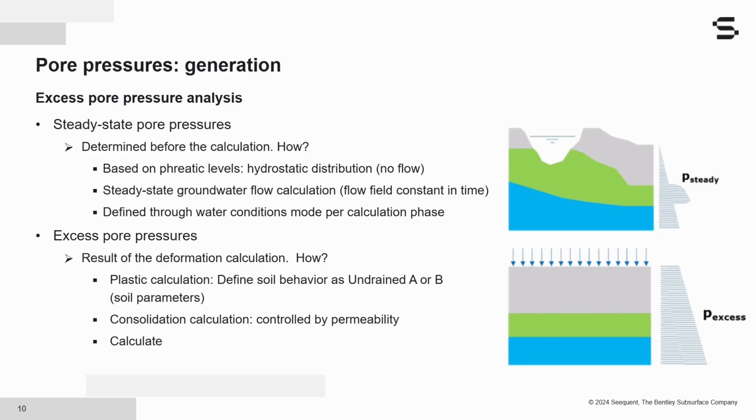And on the other hand, we have the excess pore water pressures, which are generated, as we said, due to the change in pore pressure from the steady state value caused by loading, unloading, or a rapid change in the hydraulic boundary conditions. And these pore pressures are, again, dependent on the constitutive model. So they are relevant for a plastic analysis where it becomes dependent on the drainage behavior of the soil. By drainage behavior, I mean the undrained A, undrained B, or undrained C. And for a consolidation analysis, it is controlled by the permeability of the soil. So for plastic, we have the undrained behavior, and for consolidation analysis, the permeability of the soil actually controls the excess pore pressures.